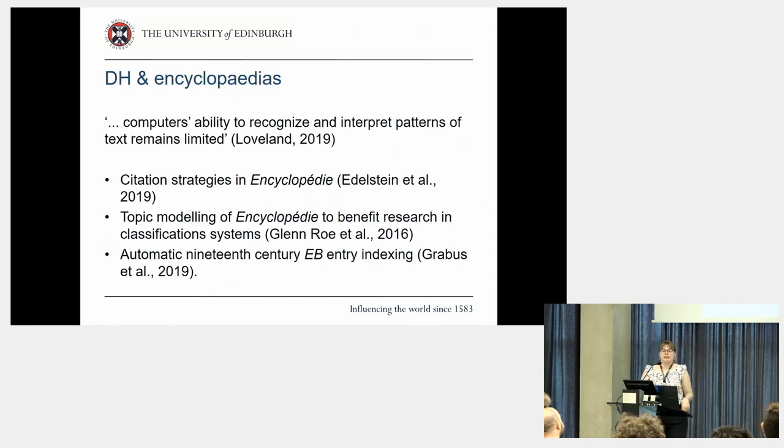In seeking to address these questions, a quote from intellectual historian Jeff Loveland springs to mind, speaking on studying encyclopedias, where he says, "Computers' ability to recognize and interpret patterns of text remains limited." People in this room might take issue with that. As the increasing number of projects using computational methods to investigate encyclopedias, and in the wider DH field broadly, demonstrates, there are ways to use digital methods on text at scale, and Loveland's statement honestly sounds like a challenge for over 100,000 pages of text, which is what I'm trying to do.